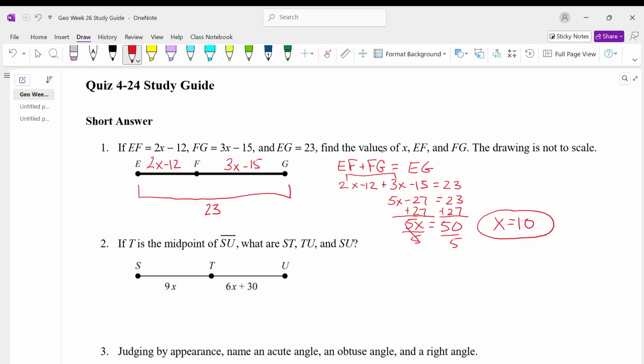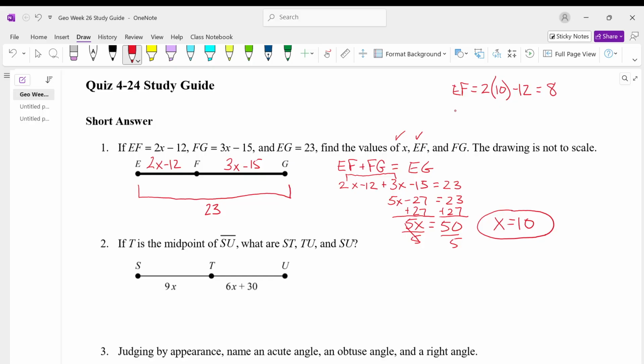So the question is find the value of x. So we've got that. X is equal to 10. E to F is 2x minus 12. So we're going to say EF equals 2 times whatever x is, which is 10, minus 12. So 2 times 10 is 20, minus 12 is 8.